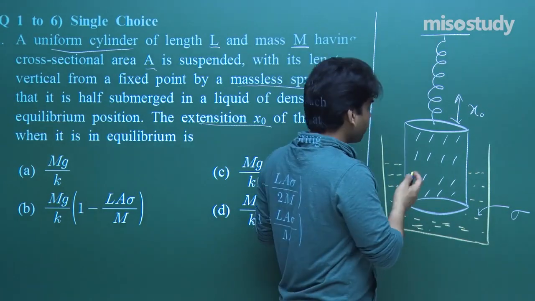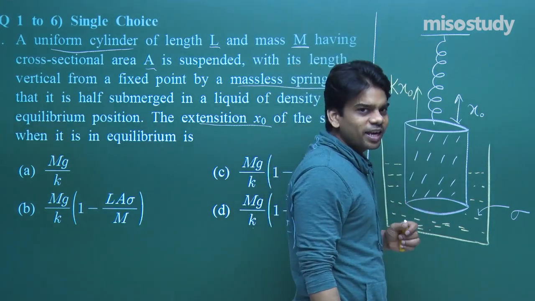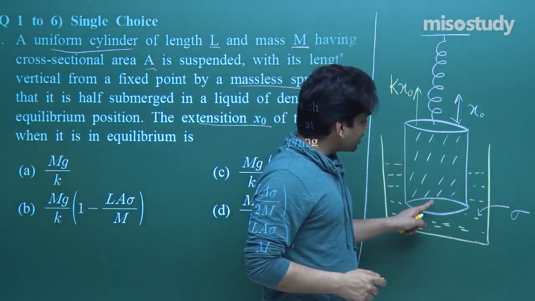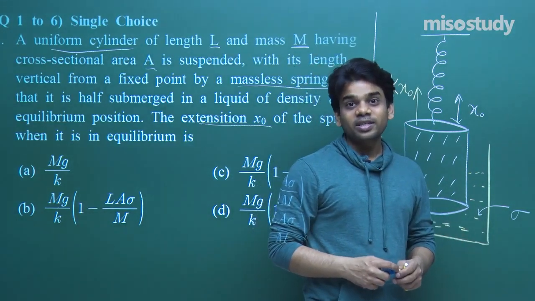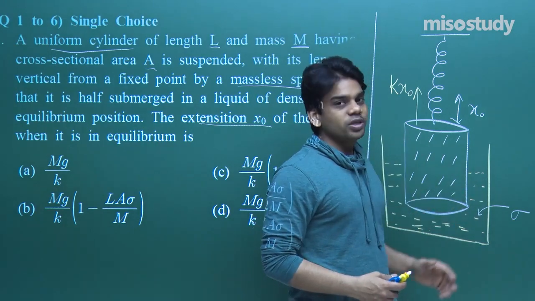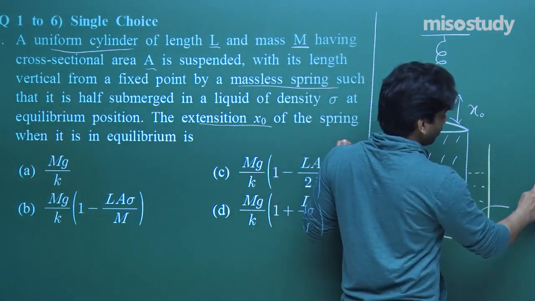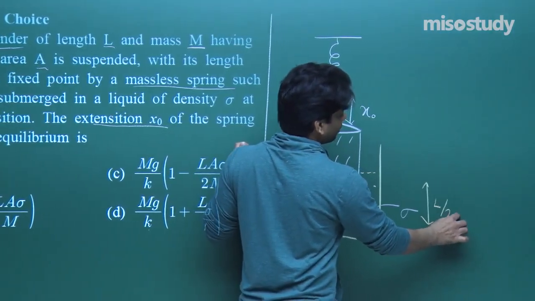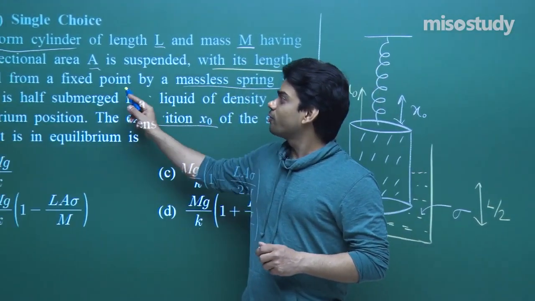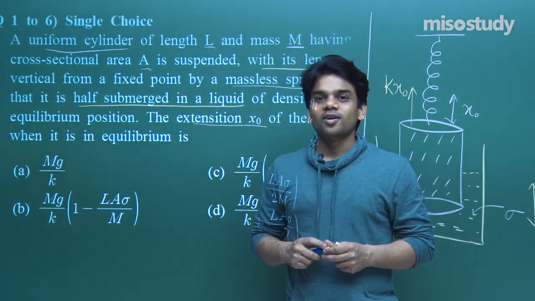Now that means an upward force will be acting on the cylinder that will be equal to kx naught, which we know, and the spring, on being stretched, will apply an upward force given as kx naught. Next thing you see, it's half submerged. That means half of its volume will be submerged. The buoyant force applied on this solid object will be due to the half volume of the object that is submerged. Now if I talk about half length, this half length will be equal to L by 2. Total length is L, with its length vertical from a fixed point by a massless spring such that it is half submerged in liquid of density sigma.